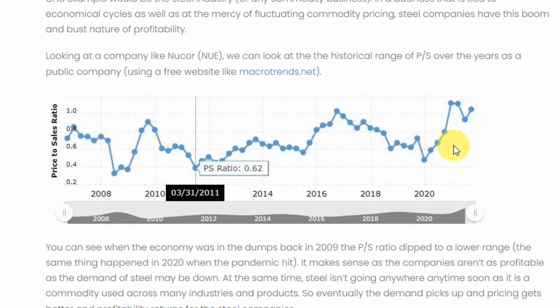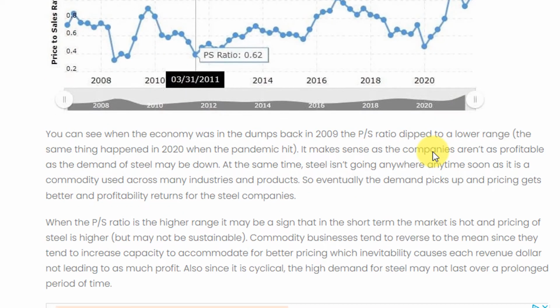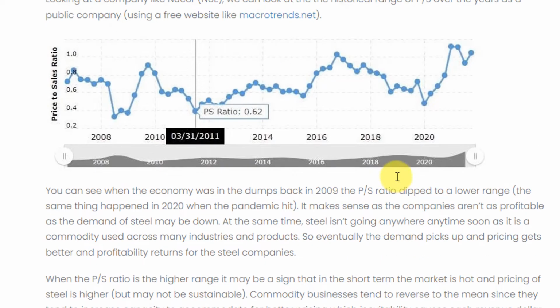Kind of an equilibrium comes to these markets where if these companies are making a ton of money and there's a huge margin, capacity will increase, and all of a sudden that margin will slowly go away and they won't be making as much money on the sales, and then their price to sales ratio may shrink.